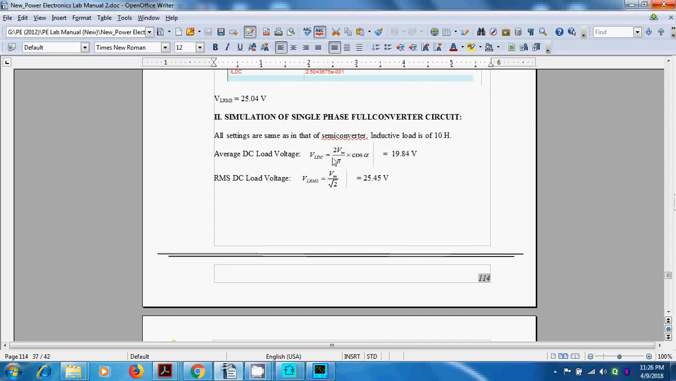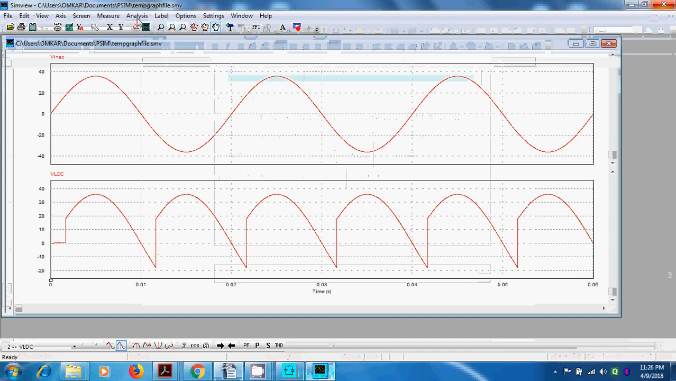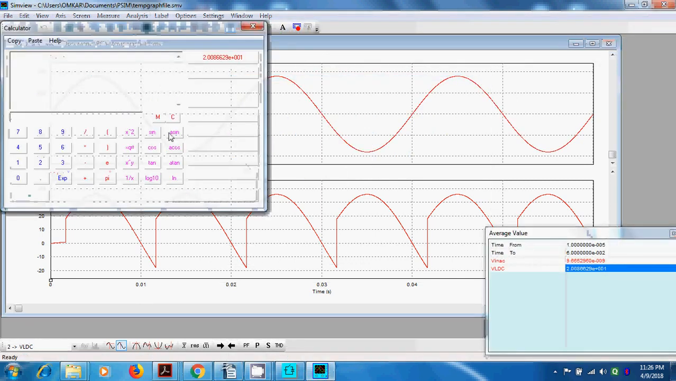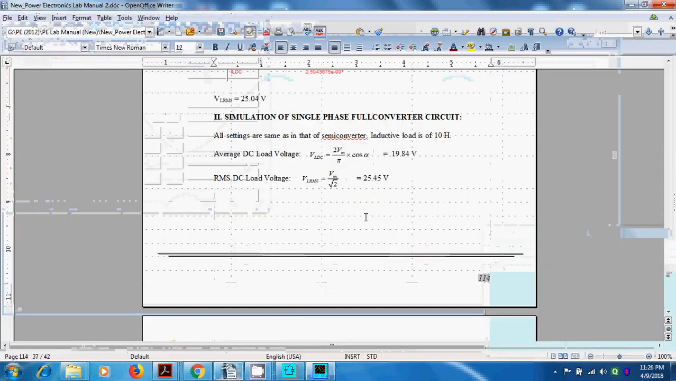So the value of alpha is 30 degree that we know, and Vm is 36 volt, so definitely 19.84 volt will be my output voltage. Similarly, the RMS DC voltage is Vm by root 2, so that is 25.45. Let us compare these voltages with the practical ones. First the average voltage. Go to average, and this is my average voltage. The average voltage is 20.08, and what is my theoretical? It's 19.84, so it's very clear, very near.